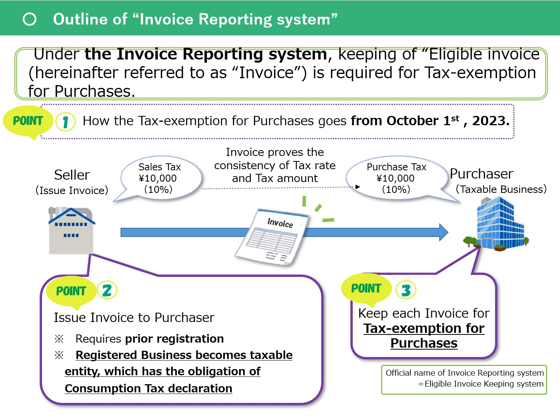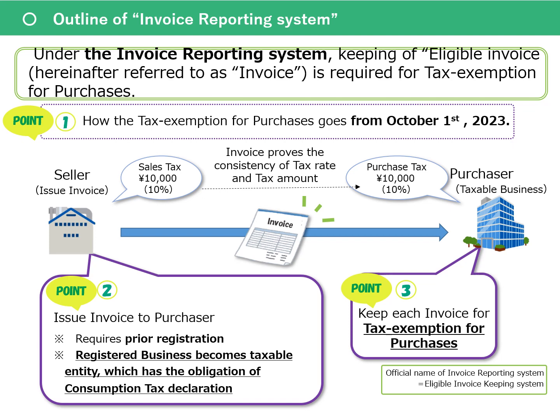Under this system, keeping of an eligible invoice, which is called an invoice, is required for consumption tax exemption for purchase. I am going to point out 3 important things about this invoice reporting system. First, the invoice reporting system starts on 1st of October, 2023. Second, the seller issues an invoice to its purchaser. Note that the seller must be registered as an invoice issuing business.